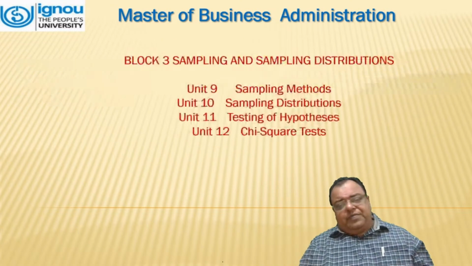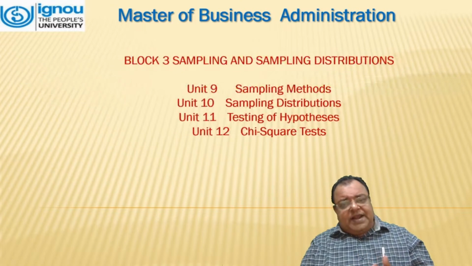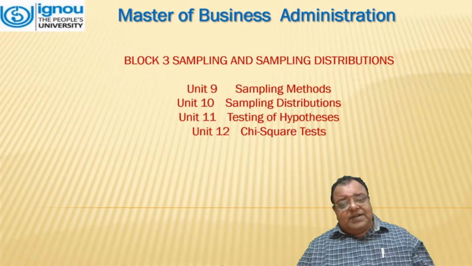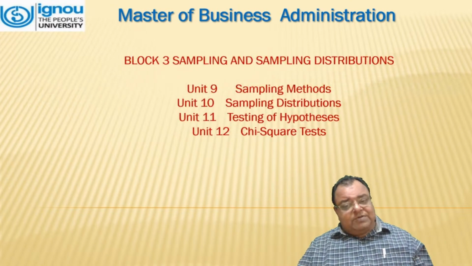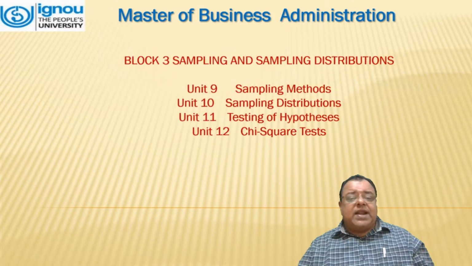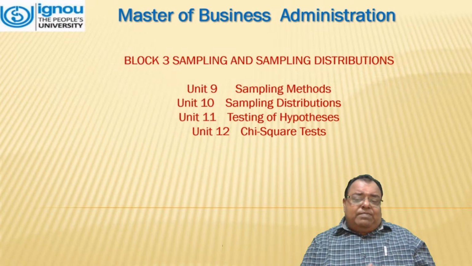Now, we move to block 3, that is sampling and sampling distribution, which consists of four units: sampling methods, sampling distribution, testing of hypothesis, and chi-square practice. We will be starting with sampling methods.